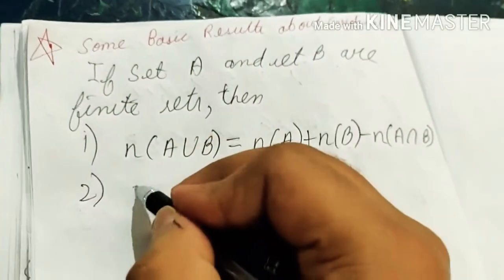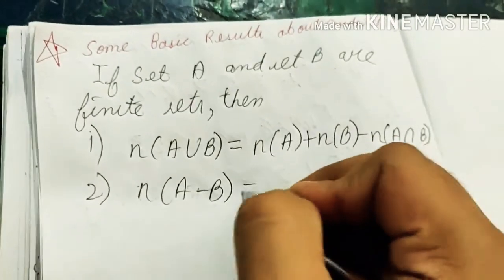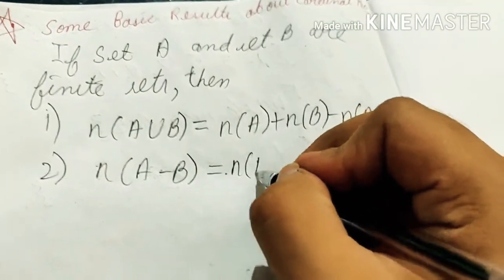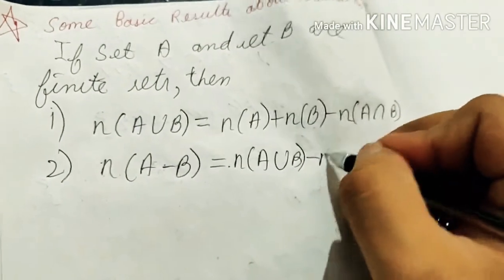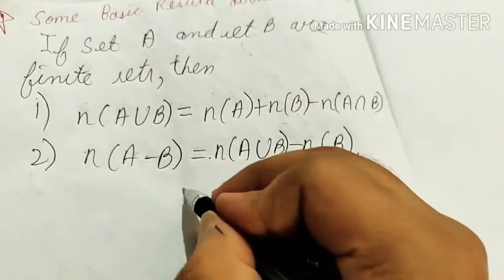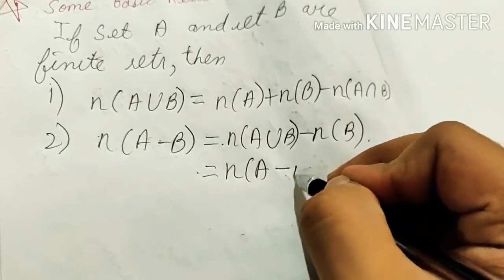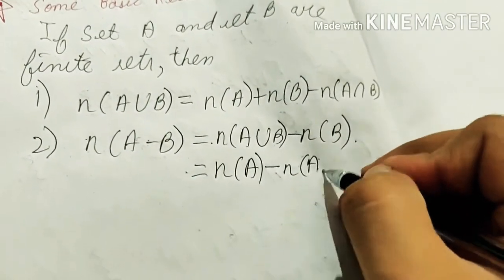Second result is cardinal number of A minus B is equal to cardinal number of A union B minus cardinal number of B, or it is also equal to cardinal number of A minus cardinal number of A intersection B.